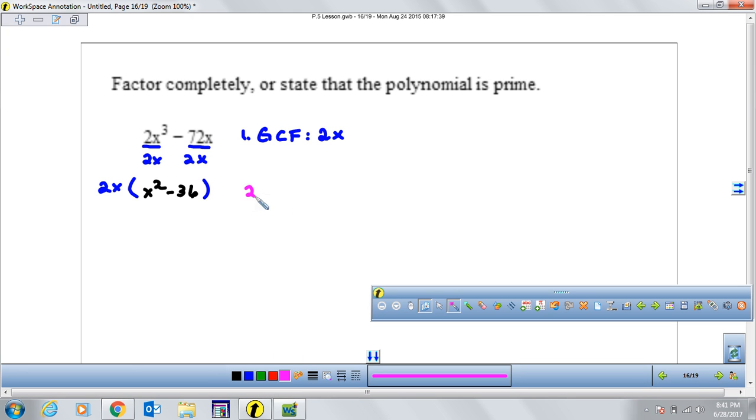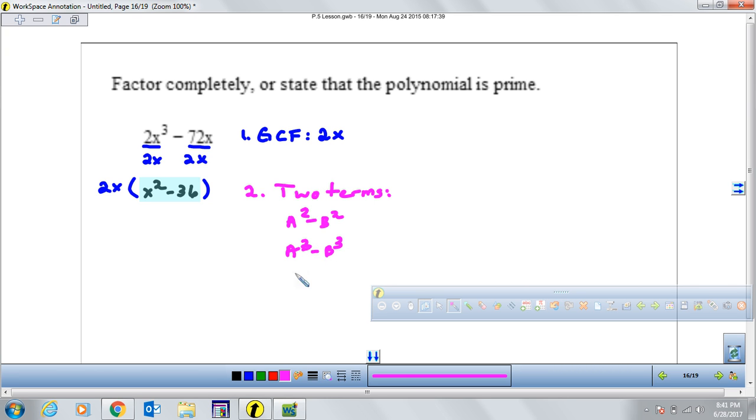Second step. Now, if you look at this parenthesis, it has 2 terms, right? Anytime you have a polynomial with 2 terms, keep in mind that there are 3 possibilities. It could be a difference of 2 squares, a squared minus b squared, or a difference of 2 cubes, a cubed minus b cubed, or a sum of 2 cubes, a cubed plus b cubed. In this particular problem, both x squared and 36 are squares. So the first formula is the one that applies to this problem.